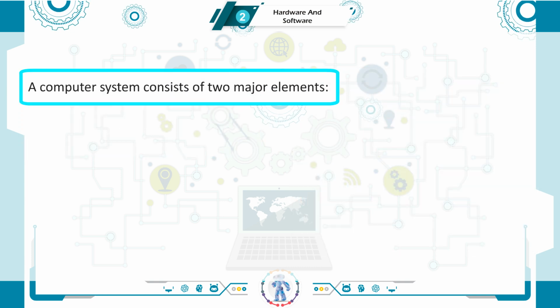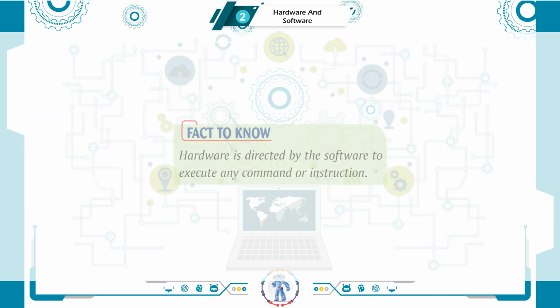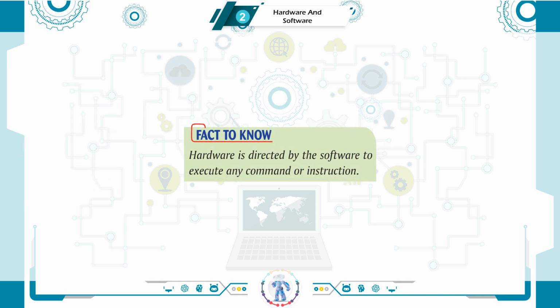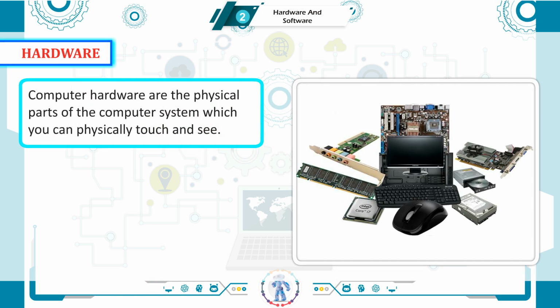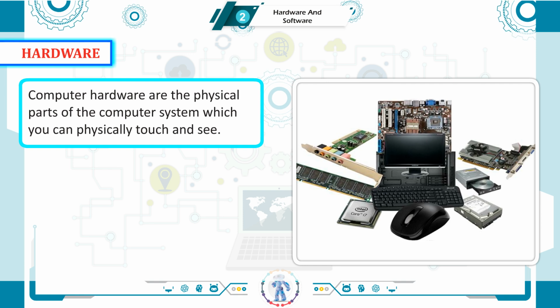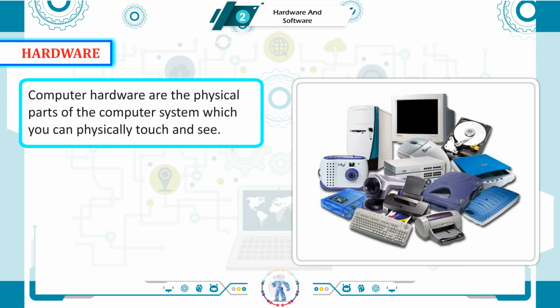A computer system consists of two major elements. 1. Hardware. 2. Software. Fact to know: hardware is directed by the software to execute any command or instruction. Hardware. Computer hardware are the physical parts of the computer system which you can physically touch and see.